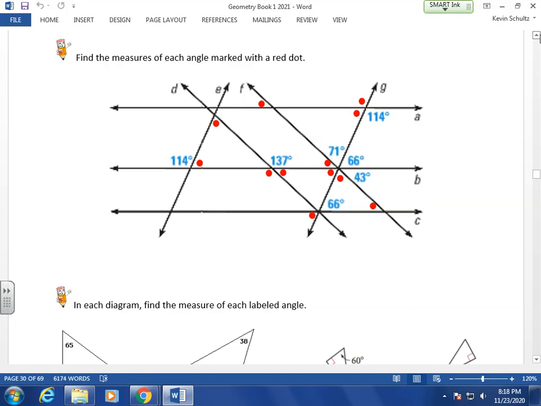So anyway, the first one here says, find the measures of each angle marked with a red dot. So you are using your toolbox here. I will tell you that these 3 lines, A, B, and C, are all parallel. And when you've got 3 lines that are being intersected by 4 different transversals, just keep in mind here, like this angle here corresponds with this angle here, corresponds with this angle here, right? They're all in the same position as you follow that transversal through the 3 lines that it intersects. So all 3 of those would have the same measure.